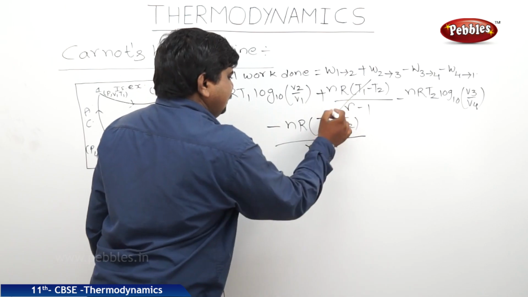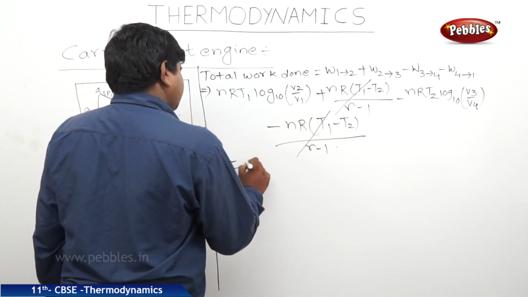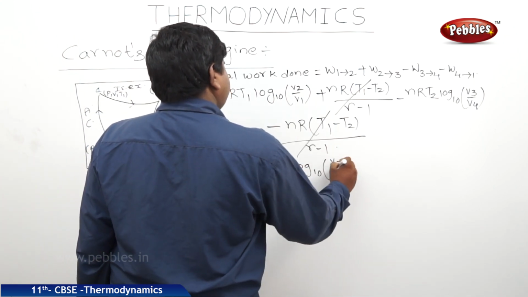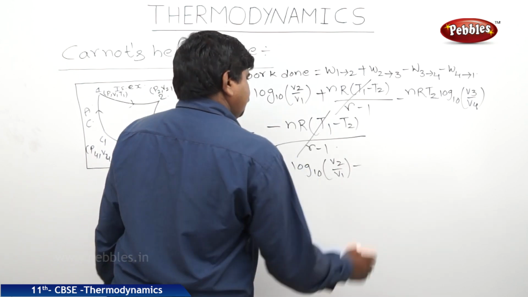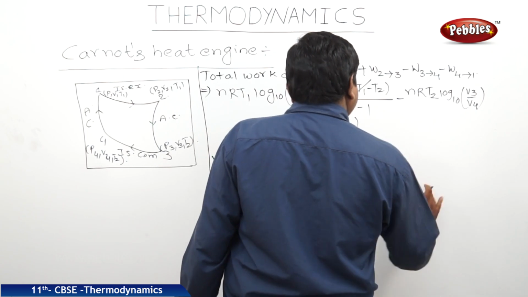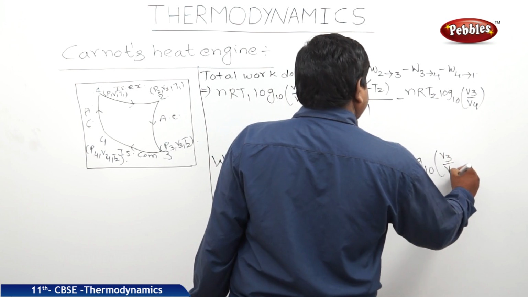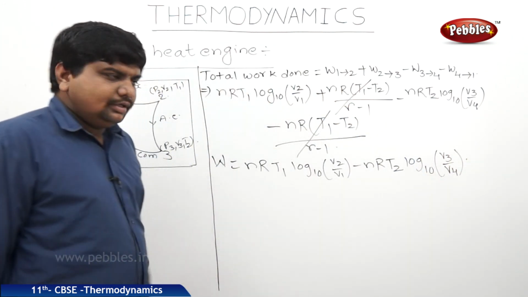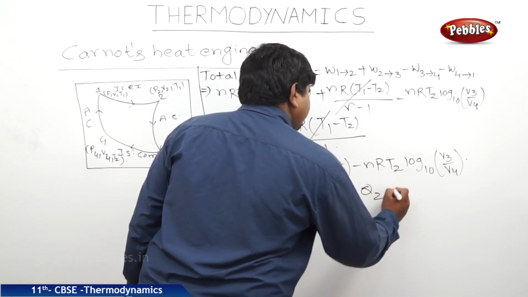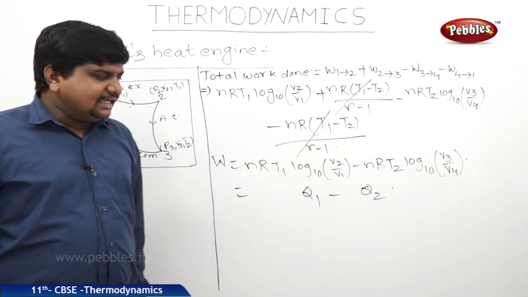The plus nR and minus nR cancel out. Therefore, work done is equal to nR T1 into log V2 by V1 minus nR T2 into log V3 by V4. Let us write this one as Q1, this one as Q2, because work done is equal to Q1 minus Q2 in case of heat engine.